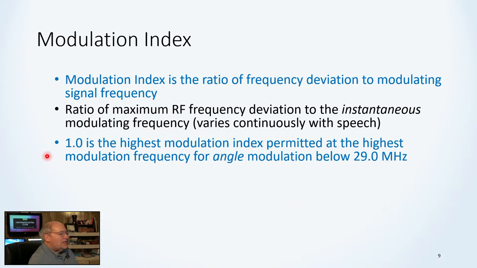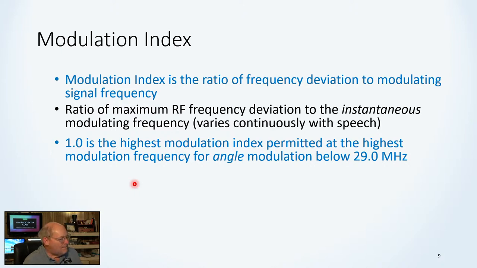And here's something significant. 1.0 is the highest modulation index permitted at the highest modulation frequency for angle modulation, which means frequency modulation or phase modulation, below 29 megahertz. So there's a magic number below which you can't operate with a ratio that's any higher than this.